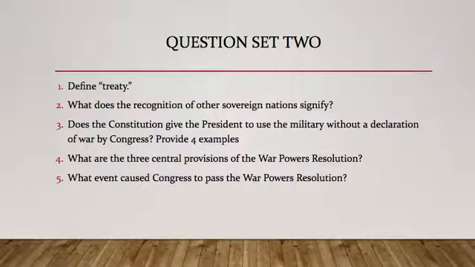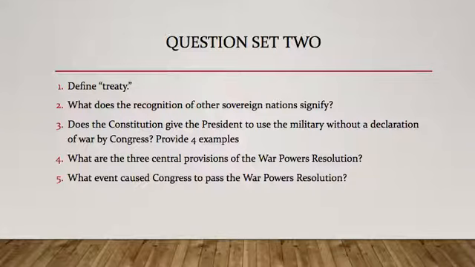The second set of questions we would like you to answer are as follows. They pertain to what we just talked about, but we want you to get into a little bit more detail with this and answer them in your notebook. The first question is going to ask you to define what a treaty actually is. Secondly, what does the recognition of other sovereign nations signify? In other words, why is it important when a president recognizes another sovereign nation?